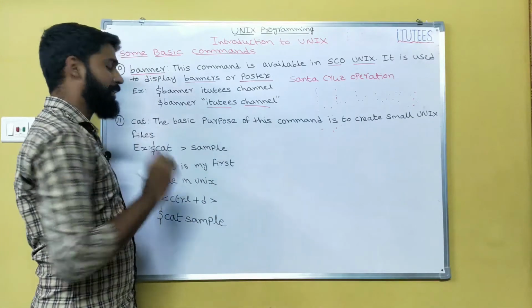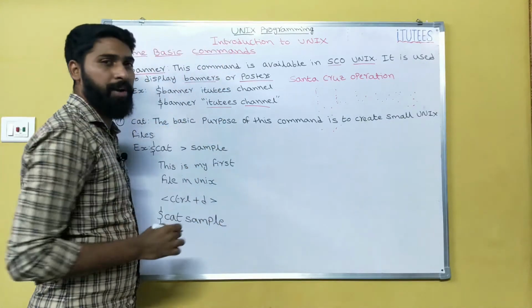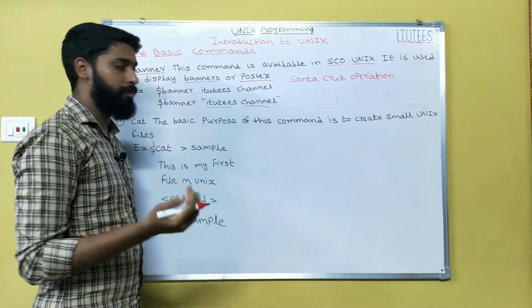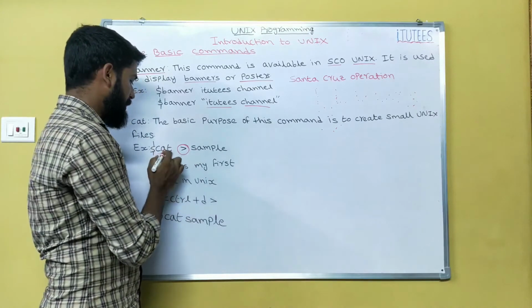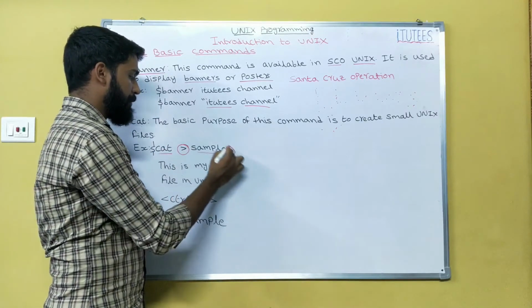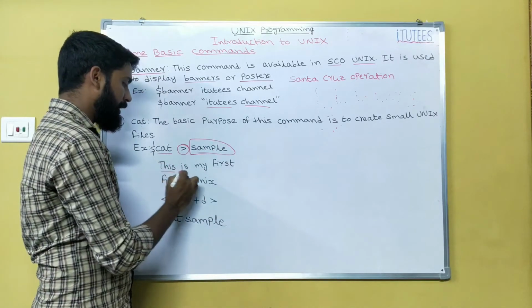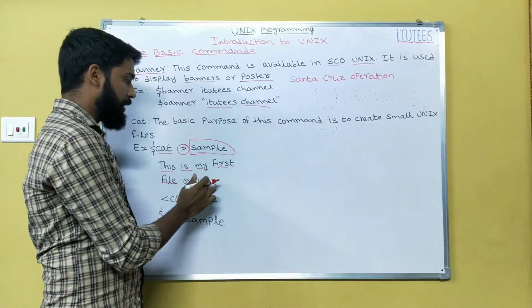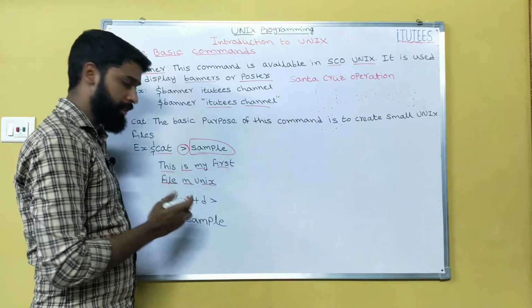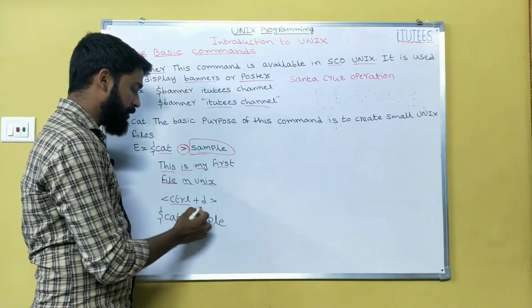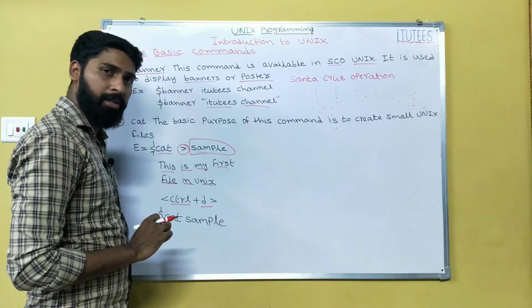Next one is the cat command. The basic purpose of this command is to create small Unix files. For example, I want to create a small file, then I can write cat. This is called a redirection operator. So cat greater than sample, where sample is the file name. After we press enter, here you are going to give the content in the file. You can type anything, so that is redirected to the sample file. After completion of entering the text, you can terminate this by using Ctrl D. If you press Ctrl D, automatically the prompt comes.